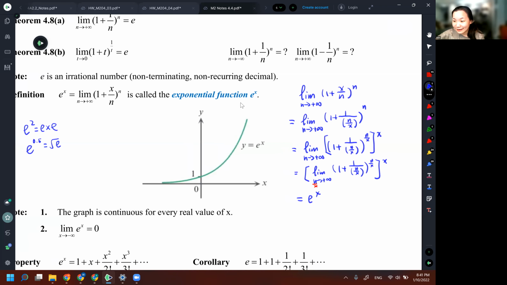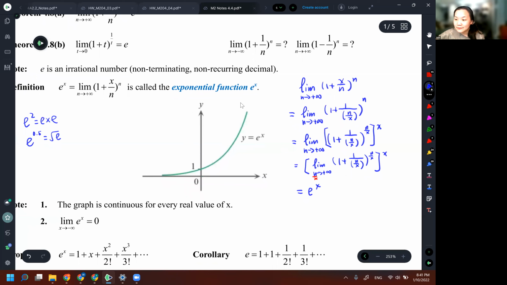Maybe it's a good thing that we had to stop for a while, but you can see that the right-hand side turned out to be e to the power x in the end. But in the middle, I used the limit of a power is the power of limit. I used the property of limit.